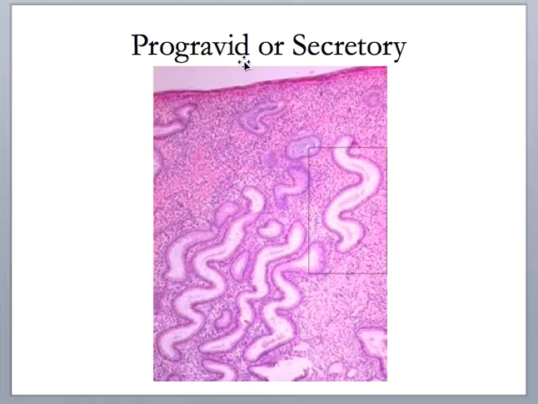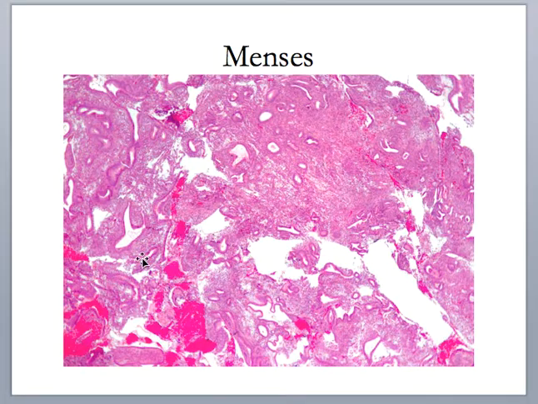Now, some of the slides will say progravid or secretory. This is the secretory stage, and it's evidenced by these corkscrew-like, these highly coiled endometrial glands. So this is the secretory phase of the uterus. This is menses. This is evidenced by the tearing off of the tissue. Sometimes you'll even see abundant red blood cells, as well as you'll see very few, if any, endometrial glands because all of the endometrial lining is sloughing off.